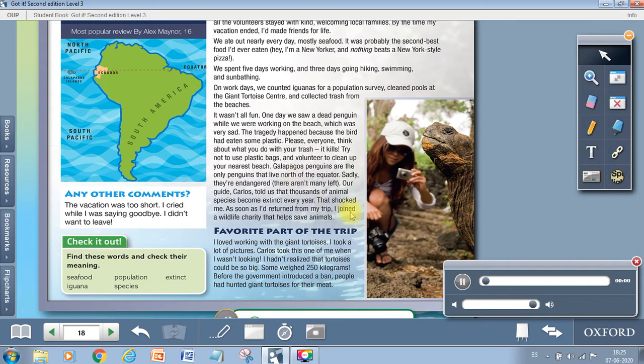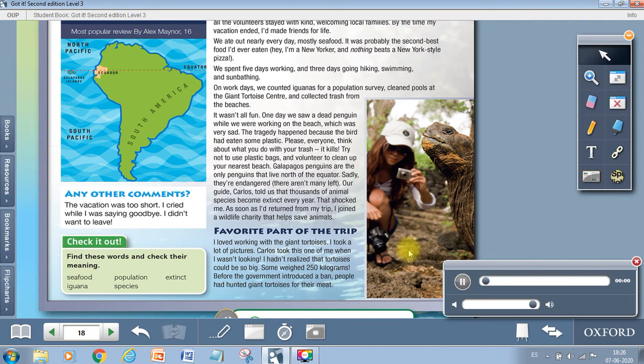Galapagos penguins are the only penguins that live north of the equator. Sadly, they're endangered. There aren't many left. Our guide Carlos told us that thousands of animal species become extinct every year. That shocked me. As soon as I'd returned from my trip, I joined a wildlife charity that helps save animals.